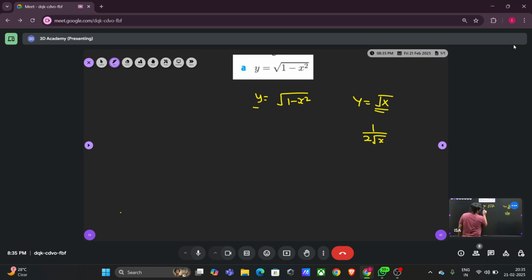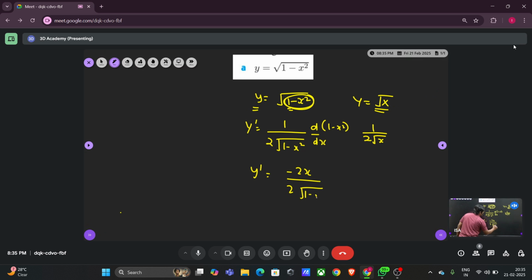So, assuming it as root x only, my differentiation will be like 1 upon 2 root 1 minus x square, right? So whatever is written inside, instead of x we have 1 minus x square, so we will differentiate it, dy by dx into the differentiation of 1 minus x square. So differentiation of it will look like minus 2x upon 2 root 1 minus x square. 2 minus 2 cancel, your final answer will be x upon root 1 minus x square.